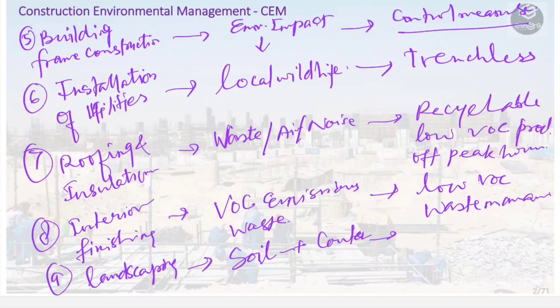Then what can be the controls? Use native plants to minimize disruption. Also, we can implement erosion control methodologies and adopt integrated pest management to reduce the chemical use.